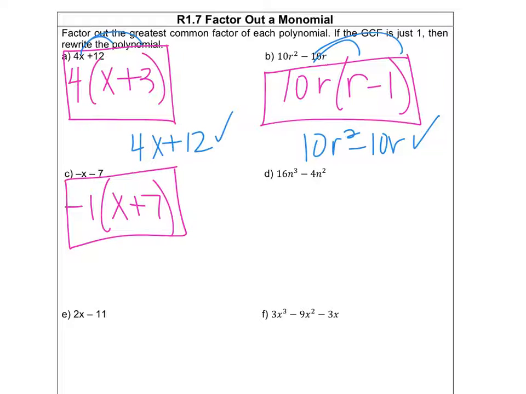Moving on to D. The greatest common factor of 16n cubed and 4n squared would be 4n squared. So then we can divide that out of each term. 16n cubed divided by 4n squared. 16 divided by 4 is 4, and then n cubed divided by n squared would just be n. And then negative 4n squared divided by 4n squared would be negative 1.